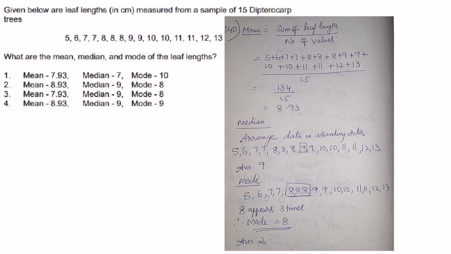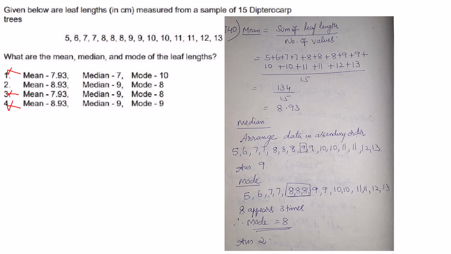Given below are leaf lengths in centimeters measured from a sample of 15 dipterocarp trees. What are their mean, median, mode? Now mean is the sum of the leaf lengths divided by the number of values. So add up all these values. How many are there? 15. And you get 8.93. So that makes option 1 gone and option 3 also gone.